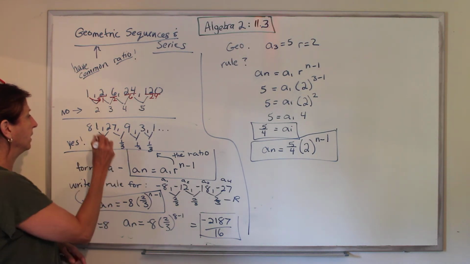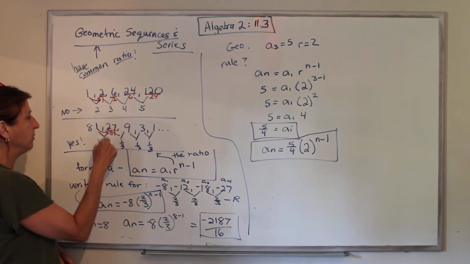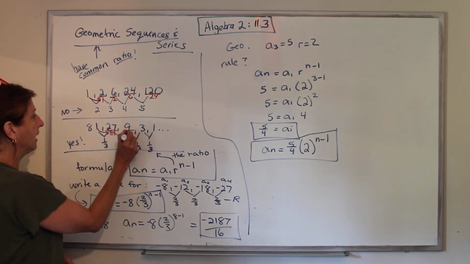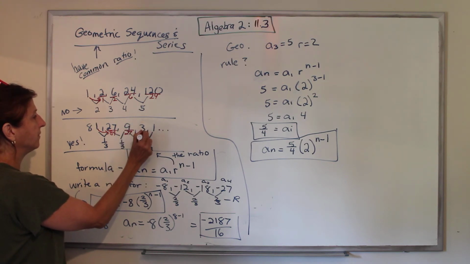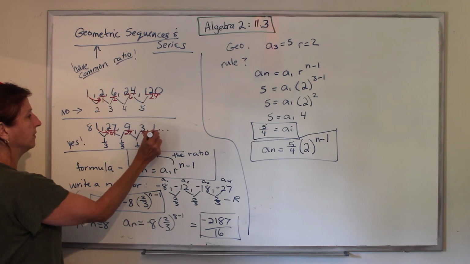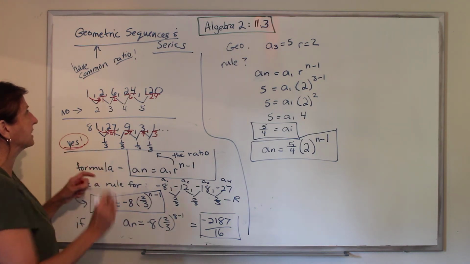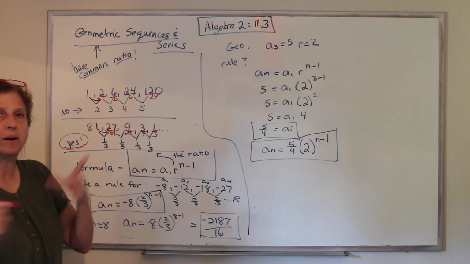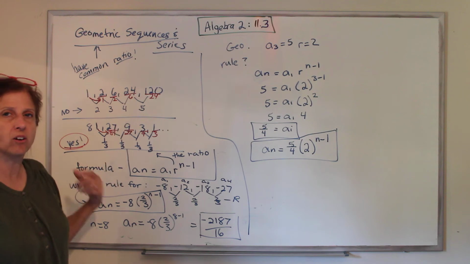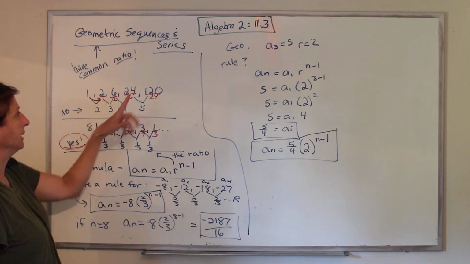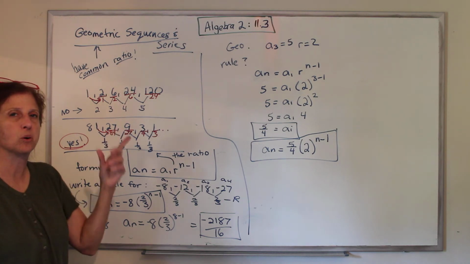Okay, how about this one? 27 divided by 81 is a third. 9 divided by 27 is a third. 3 divided by 9 is a third, and 1 divided by 3 is, you guessed it, a third, so the answer is yes. So the first question you always have on these tests is: is it geometric, arithmetic, or neither? So this one would be neither, that one would be geometric, and those ones we learned last time were arithmetic.